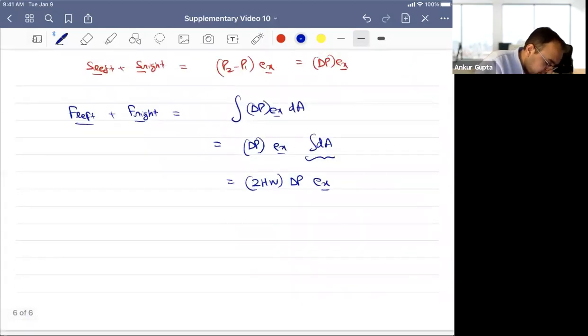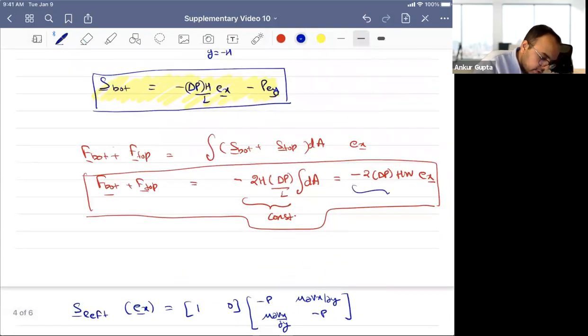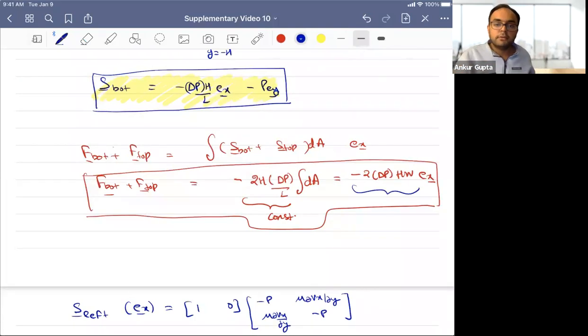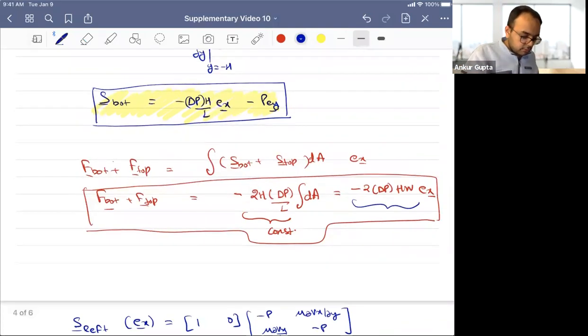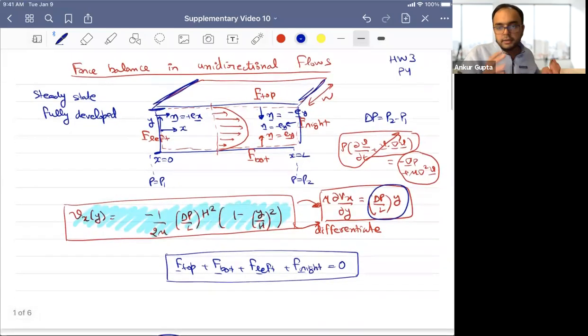So the sum of F i's is 0, because this is 2HW delta P and this was minus 2HW delta P. So basically, this shows you a force balance that comes out clearly from our velocity profile. Let me just quickly recap this. You do a very similar problem in homework 3, problem 4. But it's very important to understand how to do a vector-based force balance from stresses using velocity and pressure.